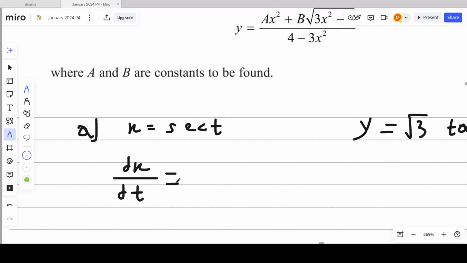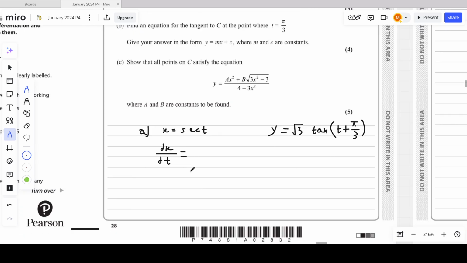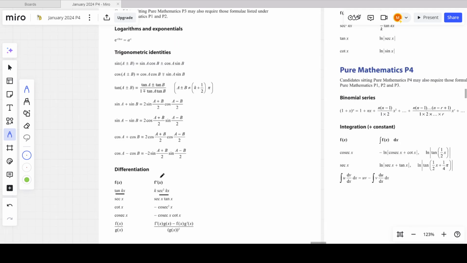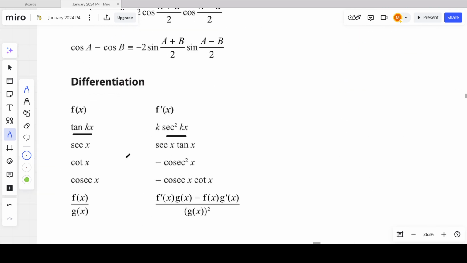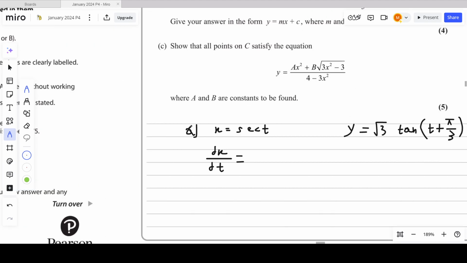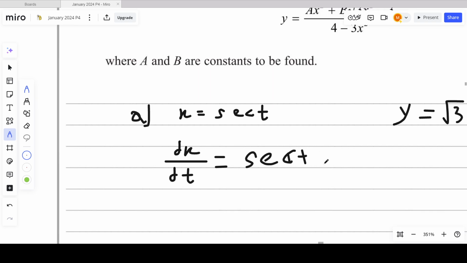So what's the derivative of sec t? Most students don't know the derivative of sec t. No problem, it will be given in the formula booklet. So try to make 100% use of the formula booklet that will be given in your exam. For sec t you go to P3, and you can easily find that the derivative of sec x is sec x tan x. So the derivative of sec t would be sec t tan t.